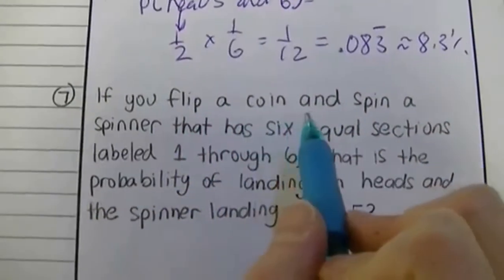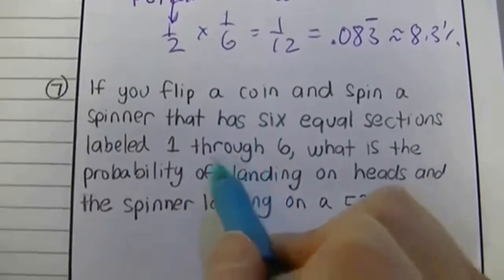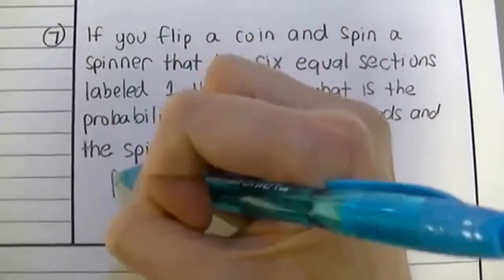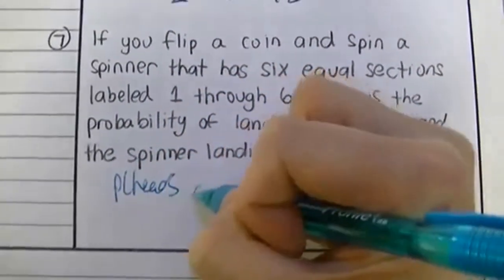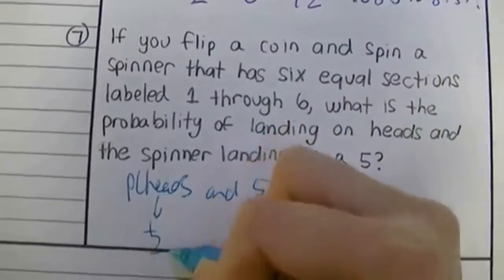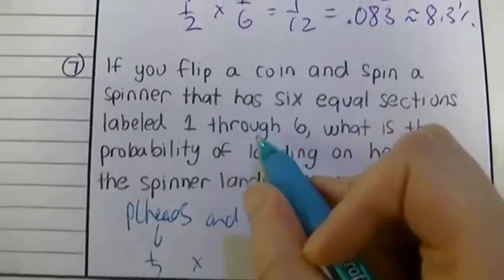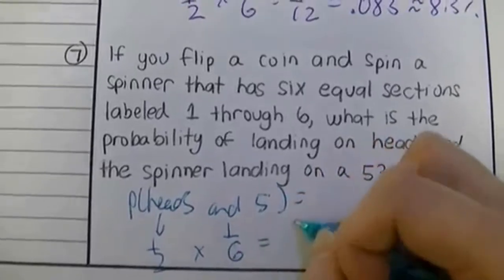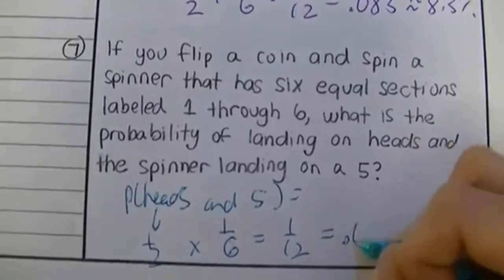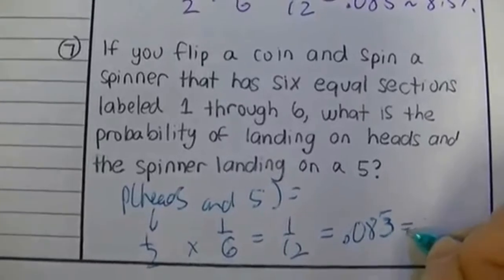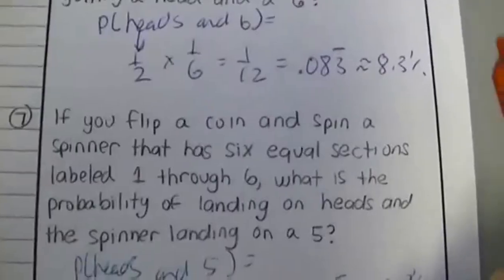And number 7, if you flip a coin and spin a spinner that has 6 equal sections labeled 1 through 6, what's the probability of landing on heads and the spinner landing on a 5? So we want the probability of heads and 5. The probability of landing on heads is 1/2, multiply. The probability of getting a 5 on a spinner labeled 1 through 6 is 1/6. So your answer is 1/12, which is 0.08 with a 3 repeating, approximately 8.3%.